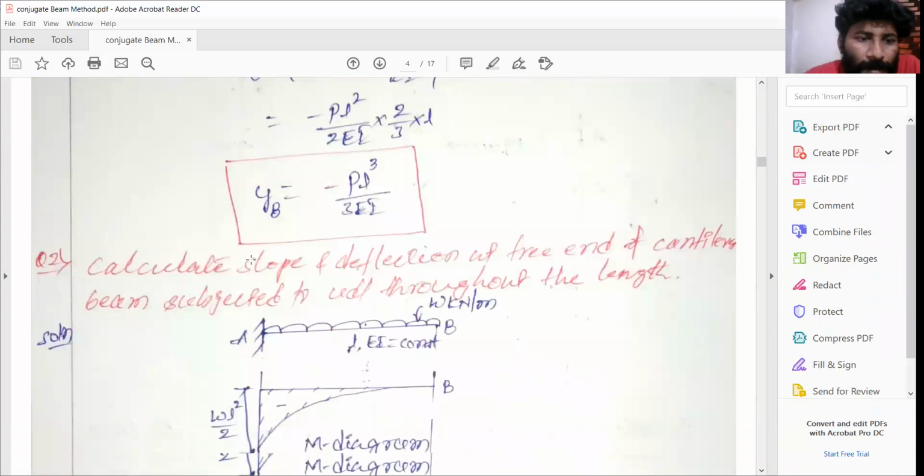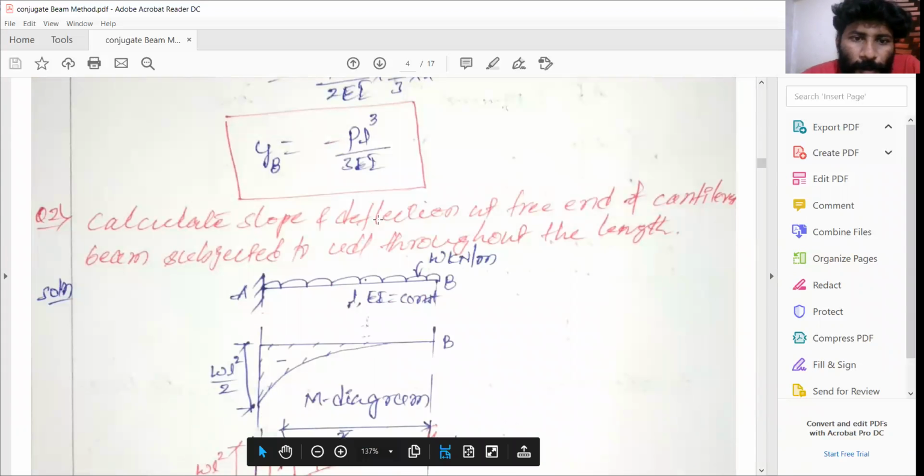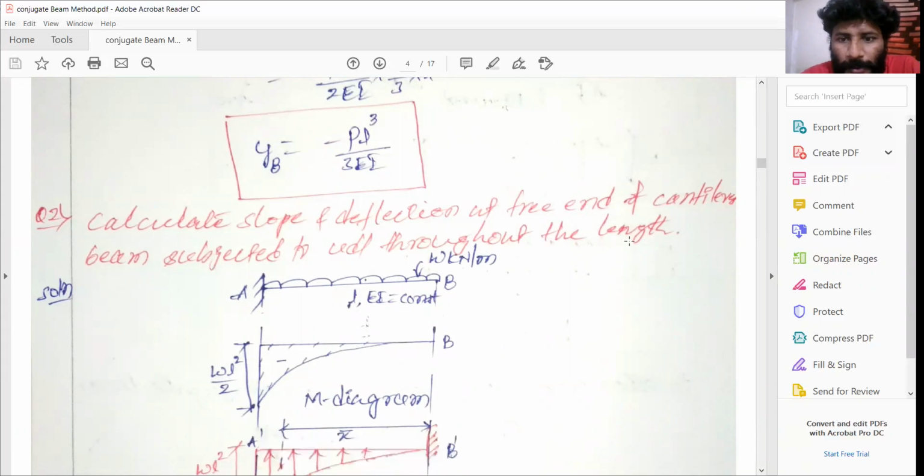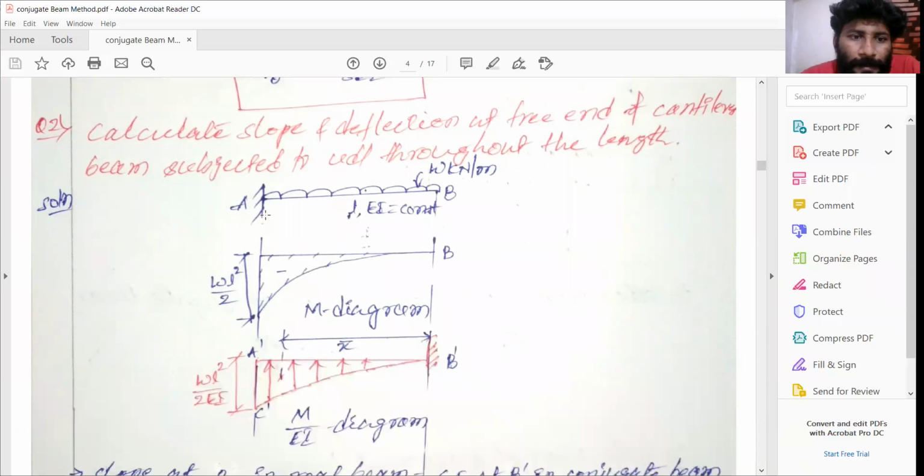Now we'll move on to problem number 2. Calculate the slope and deflection at the free end of a cantilever beam subjected to uniformly distributed load throughout the length. Now you can see that you have a fixed support and a free end, subjected to a uniformly distributed load. We know that the bending moment diagram for this one is a parabolic spandrel. The intensity is always negative again, because it is acting clockwise right of the section.